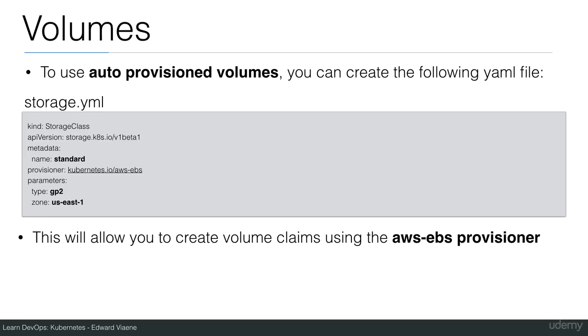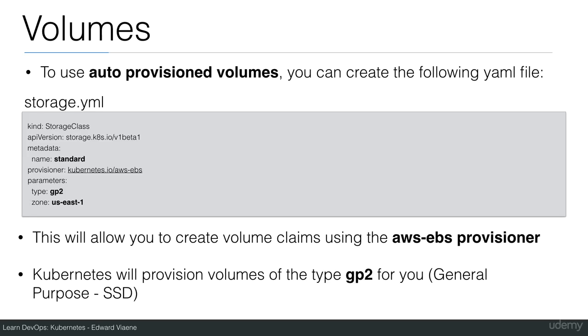This will allow you to create volume claims using the AWS EBS provisioner. Kubernetes will provision volumes of the gp2 type for you, which means general purpose. It's SSD. You also have provisioned IOPS SSD and magnetic.